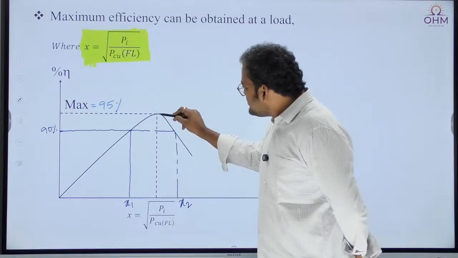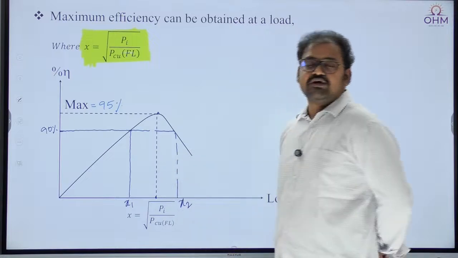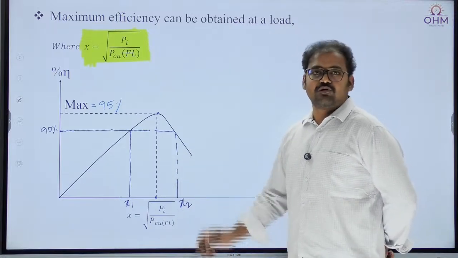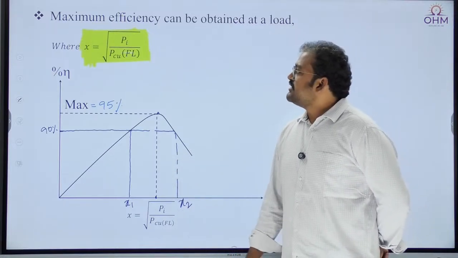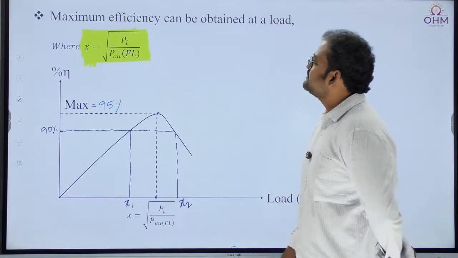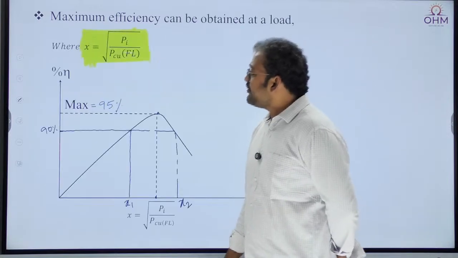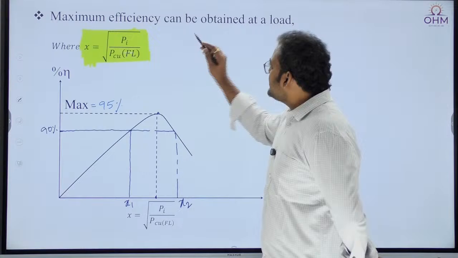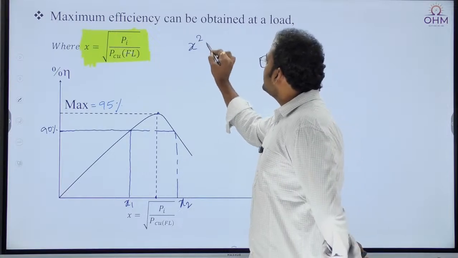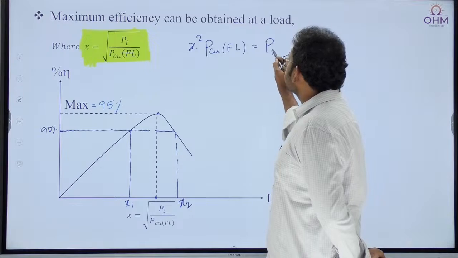But maximum efficiency we can obtain only at one loading, that is where x equals the square root of iron loss by full load copper loss. Got it? Yes, this is the condition for maximum efficiency of a transformer. And what is the formula for maximum efficiency? Important thing is, at maximum efficiency, the variable loss will be equal to the constant loss.